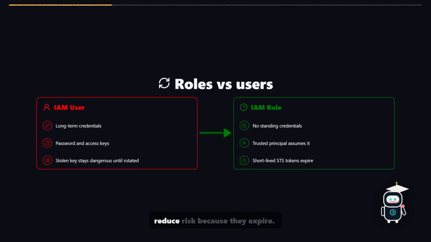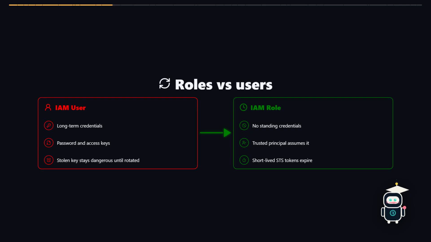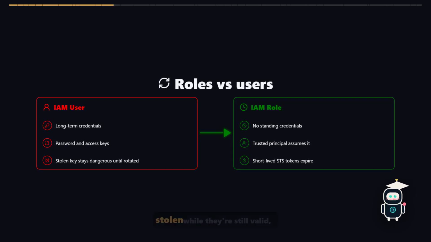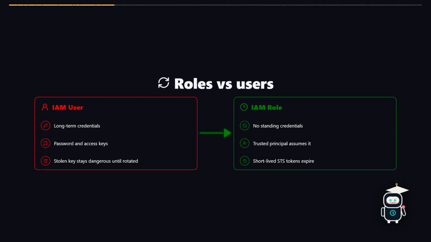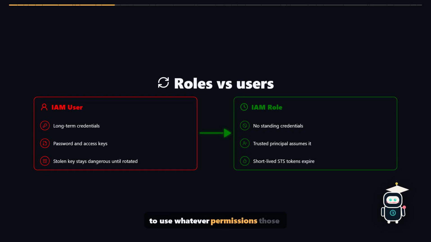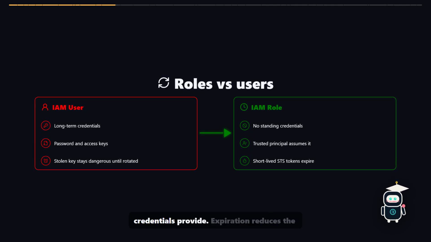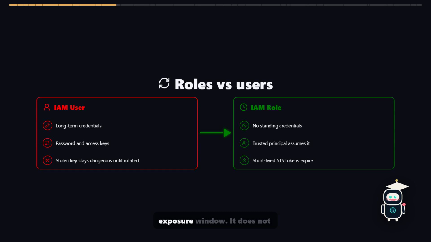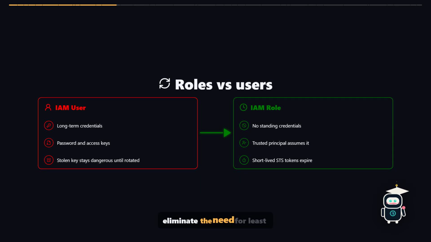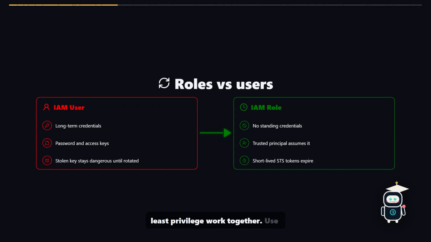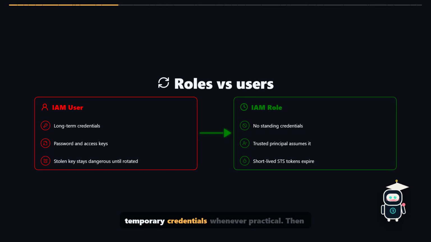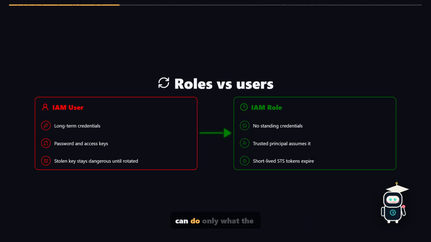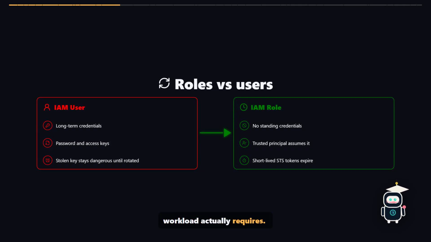Temporary credentials reduce risk because they expire. But don't misunderstand what that means. If temporary credentials are stolen while they're still valid, an attacker may be able to use whatever permissions those credentials provide. Expiration reduces the exposure window. It does not eliminate the need for least privilege. That's why roles and least privilege work together. Use temporary credentials whenever practical. Then make sure those temporary credentials can do only what the workload actually requires.